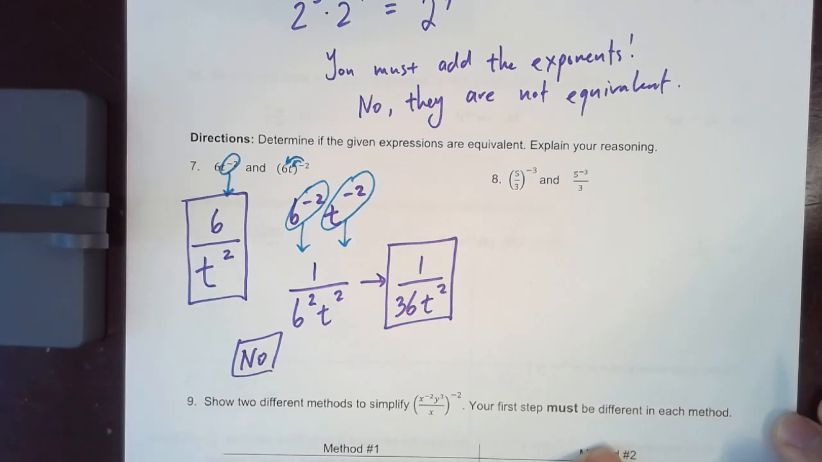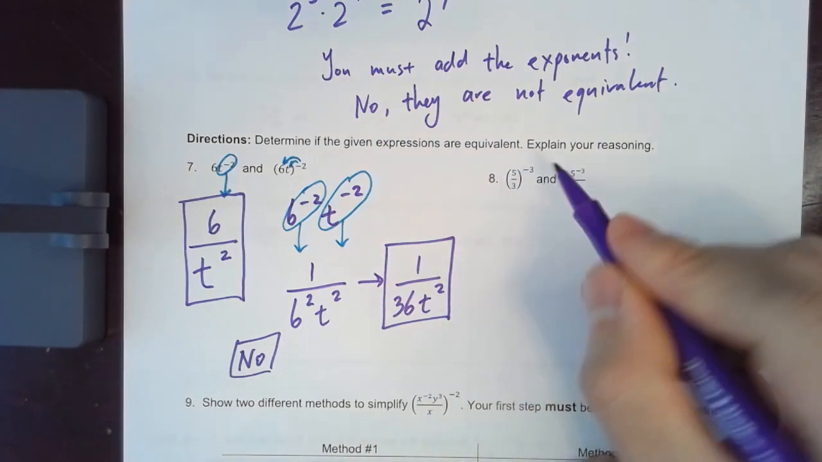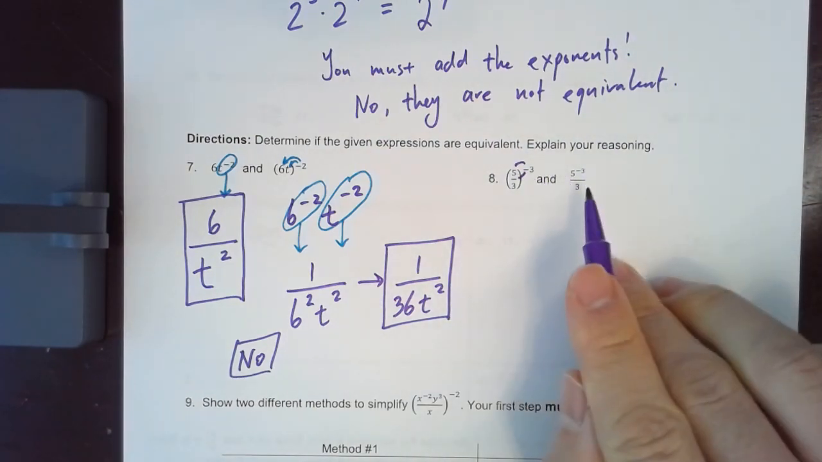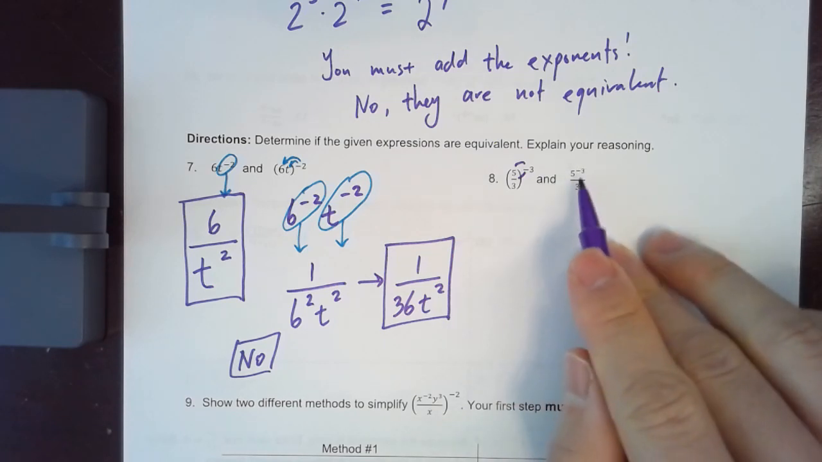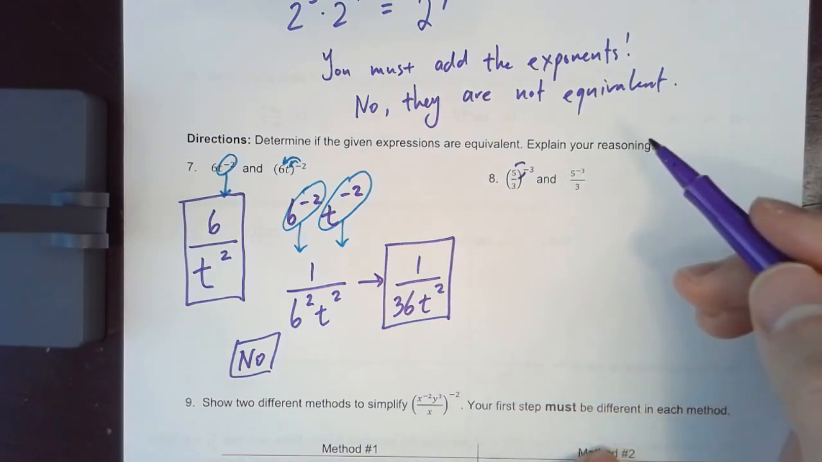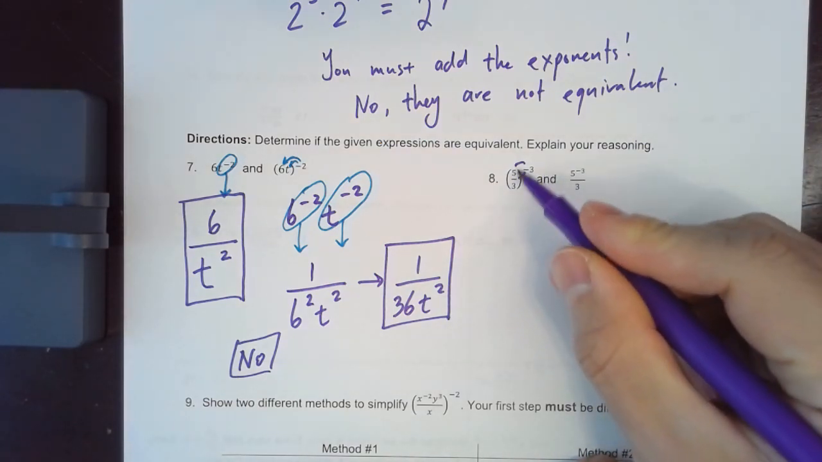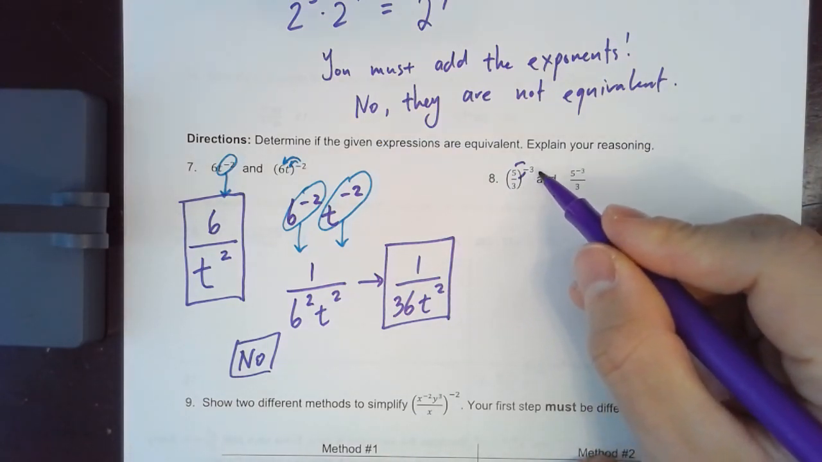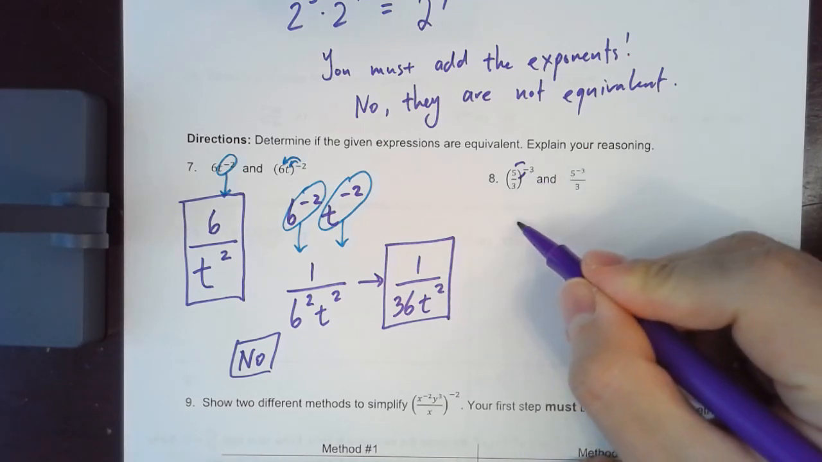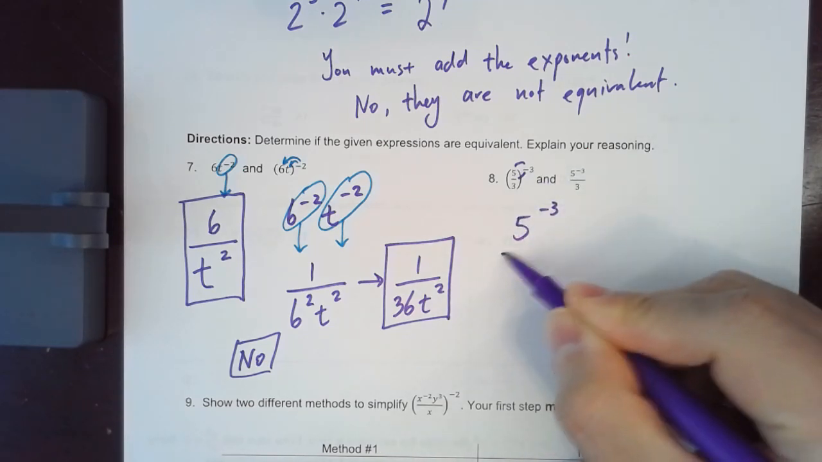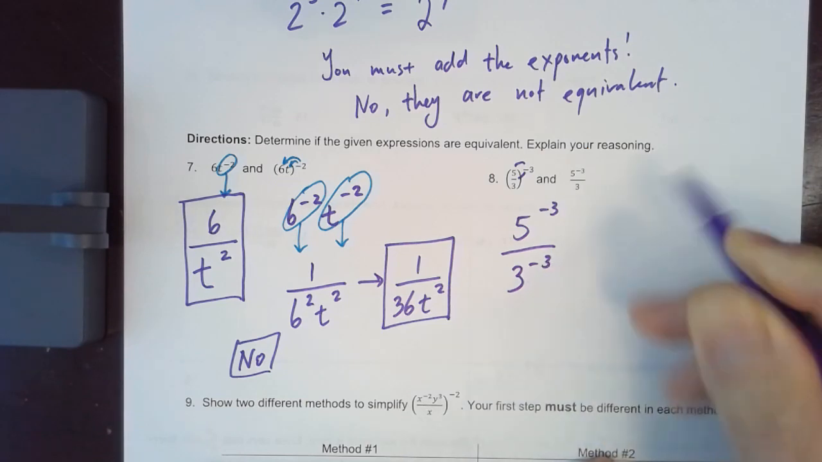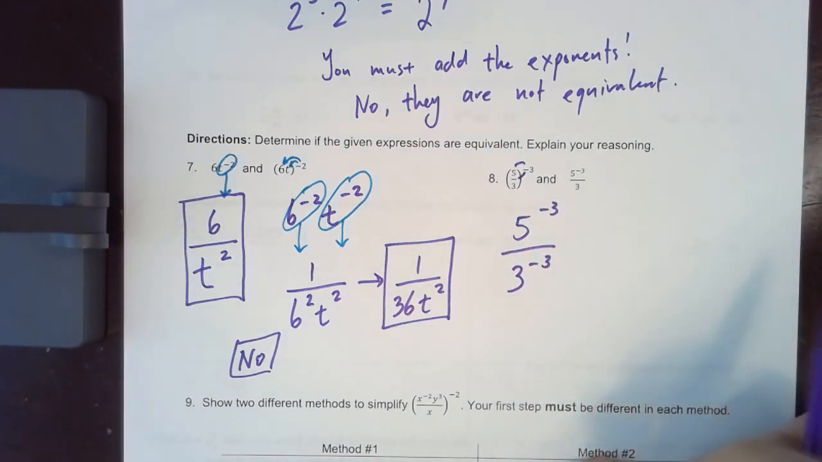You can already see that 8, they probably won't be equivalent, because here again you're distributing the power, whereas here you're not, right? You only have the power on one term on the 5. But let's go ahead and distribute. So you get 5 over 3 raised to the negative 3 power. So I'm going to go ahead and distribute that negative 3 power. And you can see that now both of my terms are negative.